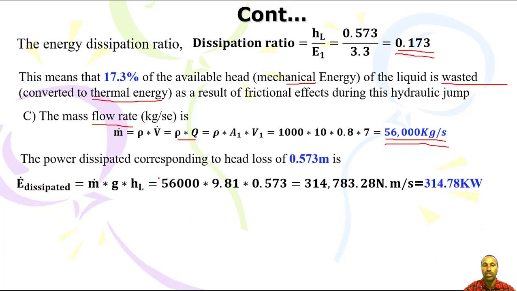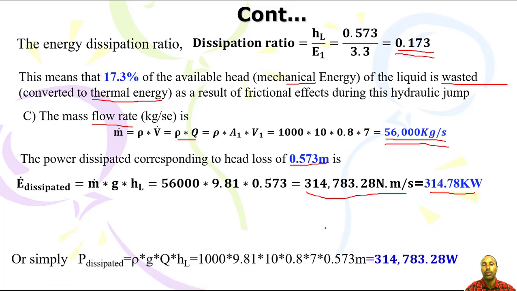Then the power dissipated corresponding to the head loss, which is the mechanical energy dissipated due to the jump, is mass flow rate times gravity times head loss. If you multiply, you get this. This is in newton meters per second, which is watts. You can convert it into kilowatts, which is 314.78 kilowatts, the mechanical energy wasted due to the jump.